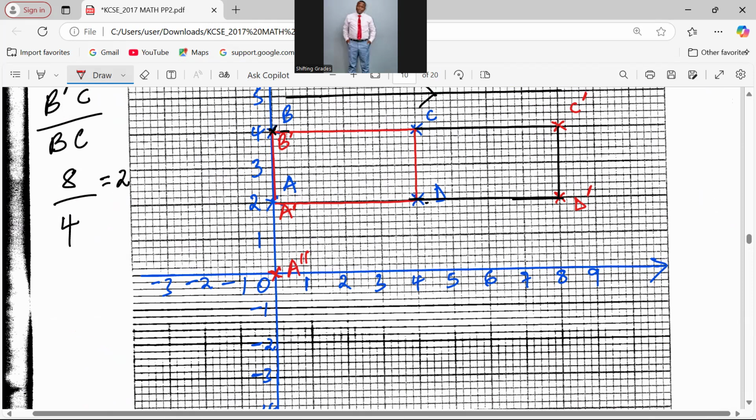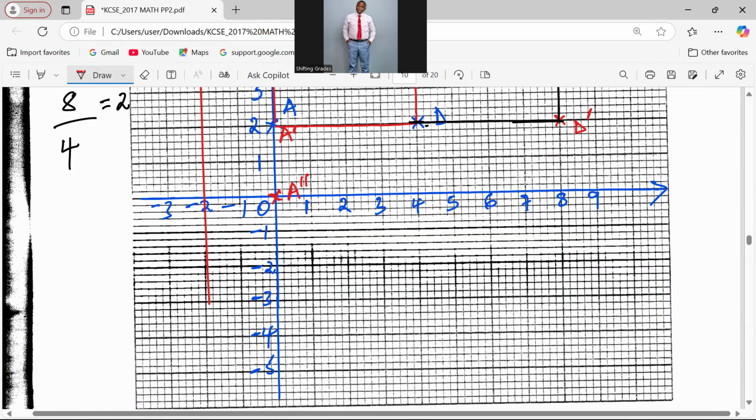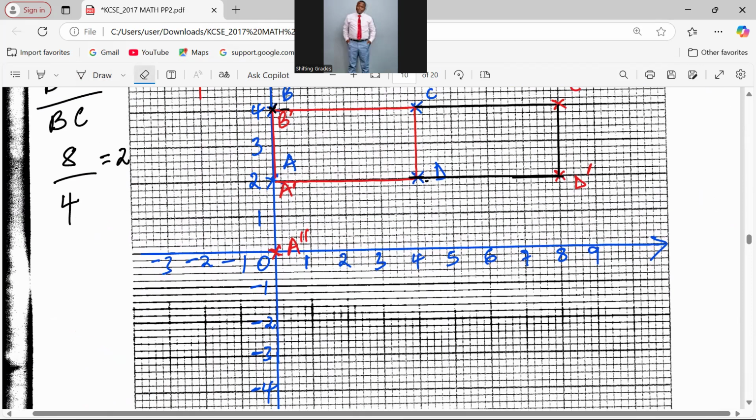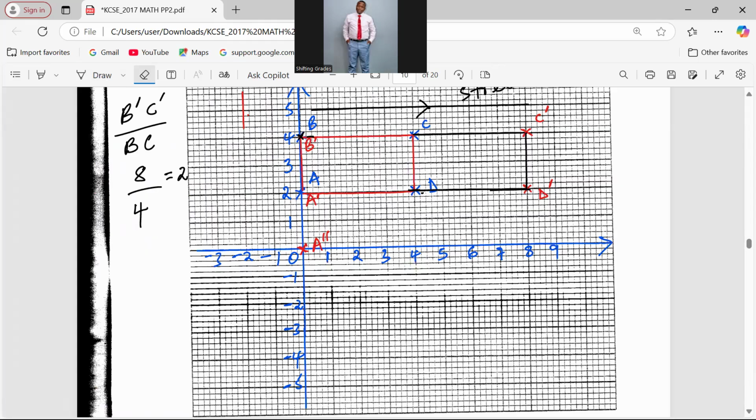When we talk about an invariant line, let me first draw it. Line x equals -2 invariant. Let me draw the invariant line first. x equals -2. That is the invariant line.